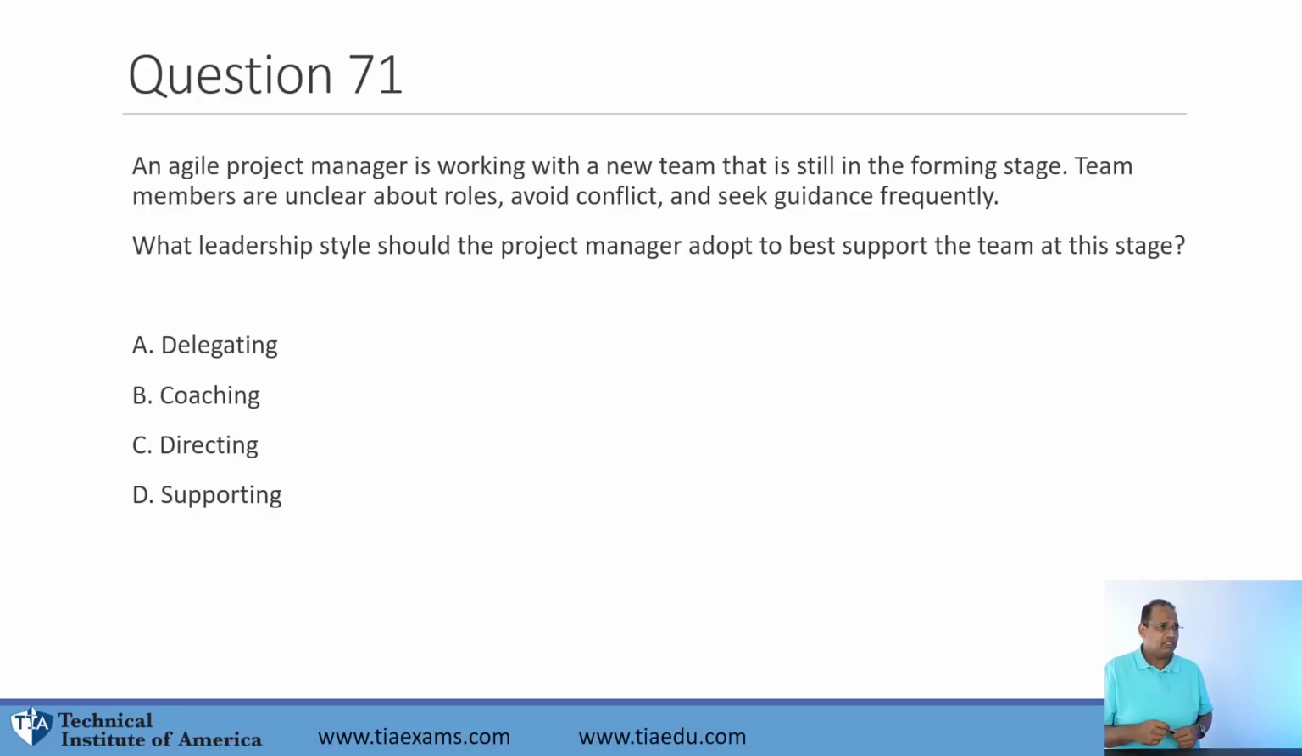Question. An Agile project manager is working with a new team that is still in the forming stage. Team members are unclear about roles, avoid conflict, and seek guidance frequently. What leadership style should the project manager adopt to best support the team at this stage? Delegating, coaching, directing, supporting. Now you notice they're in the forming stage. So this is a stage of Tuckman's ladder. So it's forming, storming, norming, performing, and adjourning. In that stage, what should you be doing?